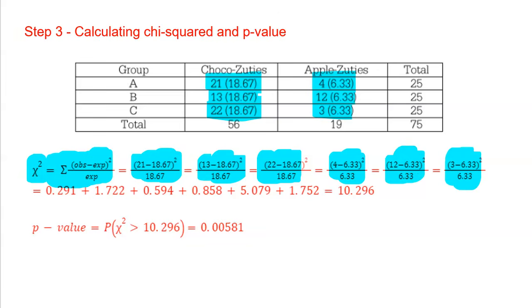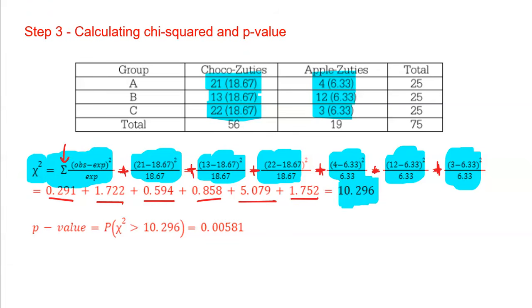Now, I accidentally have equal signs here. I apologize. Those should all be plus signs because that's what this little summation symbol means. We're going to add all of those together. So we're adding up our grand total of our chi-squared. I've calculated each of those chi-squareds individually using my calculator. Got 0.291, 1.722, 0.594, 0.858, 5.079, 1.752. Added them all together to get my grand total chi-squared.